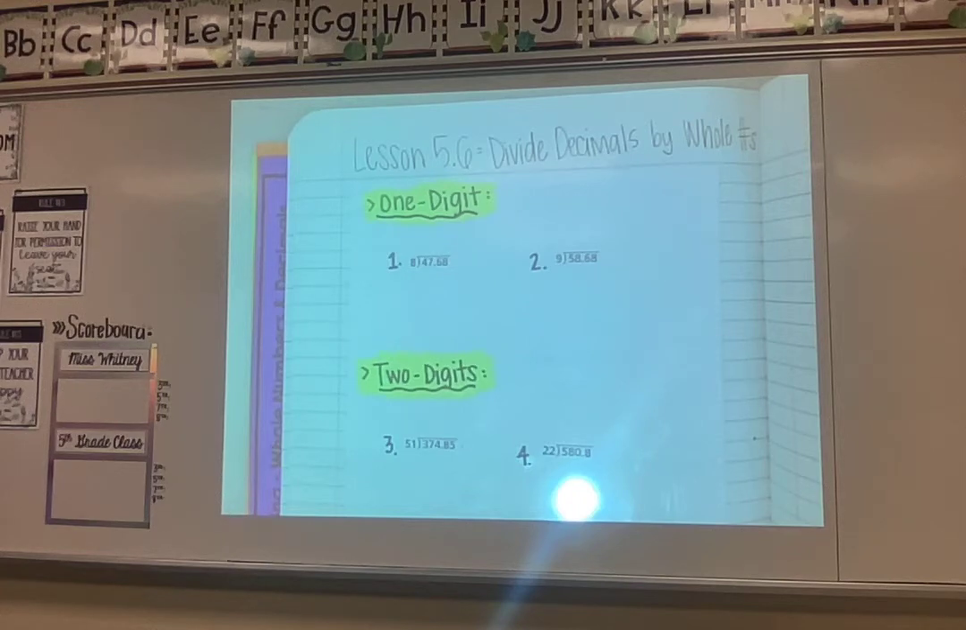Hello, fifth grade. Today's math lesson is lesson 5.6, and we are dividing decimals by whole numbers. So we are still doing division. We are still going to be using dangerous monkeys swipe bananas just like we always have been. The only difference is that you're going to see a decimal.